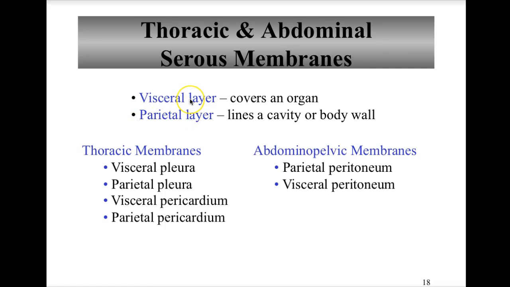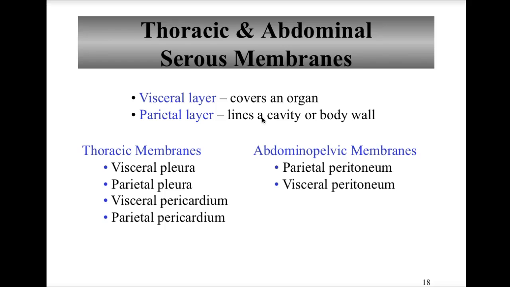A visceral membrane is going to cover a body organ. A parietal membrane is going to line a body cavity or a body wall. There is space that is going to occur between the visceral and the parietal membrane, which is filled with serous fluid. And serous fluid is secreted for lubrication. Then there are specific names for the membranes around the heart, the lungs, and the abdominal organs.